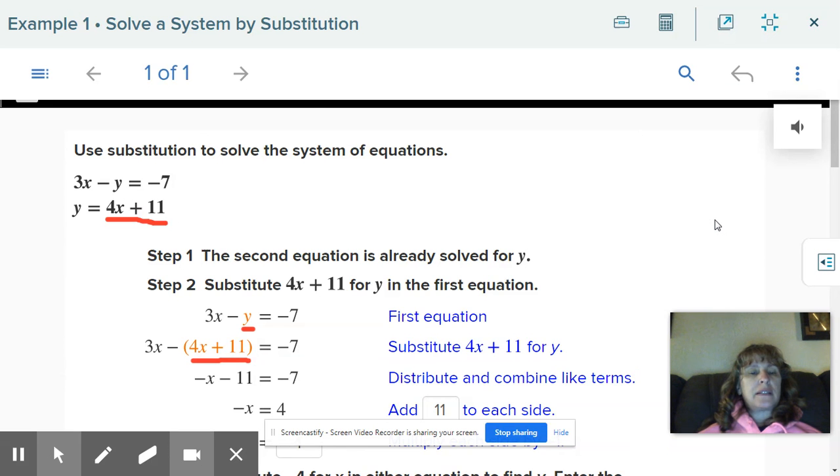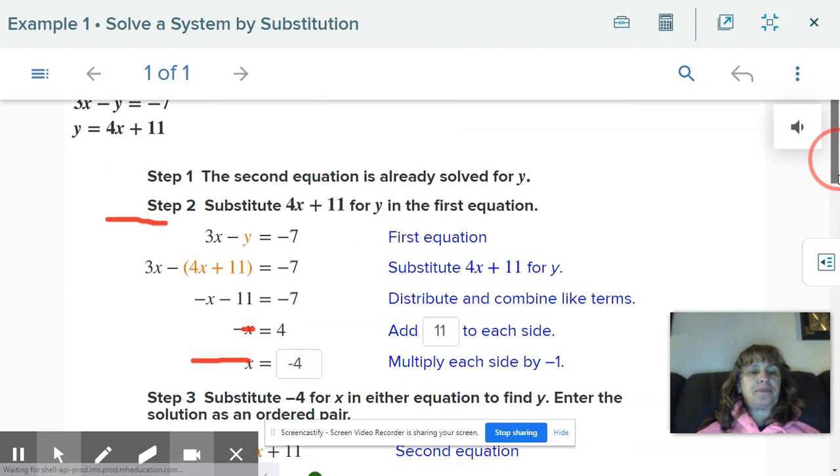When you do this, you want to make sure that you actually substitute it literally for what they want you to substitute it for. So now in this case, they are distributing the negative to the 4x and the negative to the 11. So after you distribute and combine the like terms, 3x minus 4x is equal to negative x, and you're left with negative x minus 11 equals negative 7. And then, of course, add 11 to both sides.